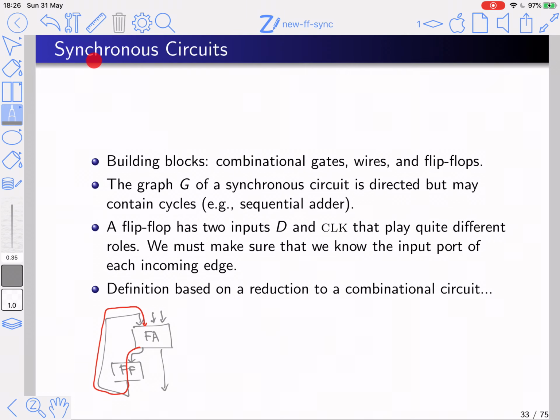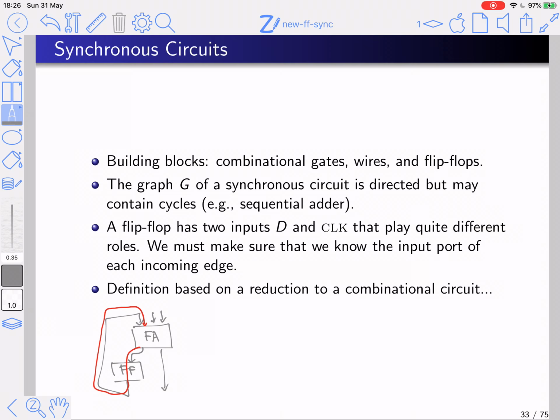Okay, so we want to define what a synchronous circuit is. The building blocks are combinational gates, wires, nets, and flip-flops. And now we can build a directed graph that corresponds to a synchronous circuit, as we did in the case of combinational circuits. But if we do this, we may encounter cycles. For example, recall the sequential adder, where we had a full adder and a flip-flop, and the output of the flip-flop feeds the full adder. And we have this closed path, this cycle, in the sequential adder.